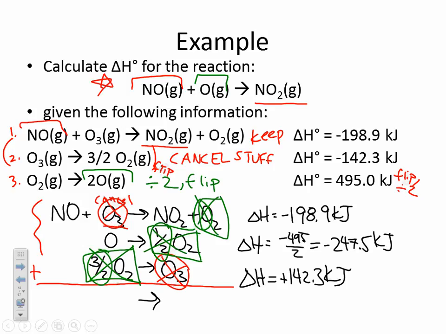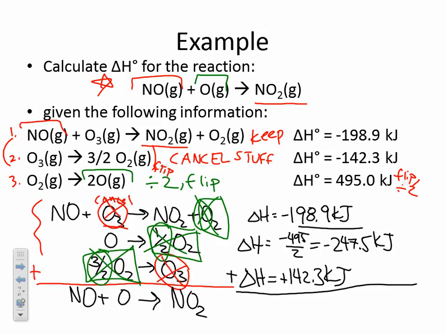If the numbers were not equal, if they did not add, you would have a net sum of oxygen on one side of the arrow, and it would be in your overall equation, which we see later. So when we add these together, we do indeed get NO plus O yields NO2. Add the delta H values together, the minus 198.9, the minus 247.5, and the positive 142.3. When you add them together, you get a delta H naught, and this will be delta H naught because these are all standard enthalpies, equal to minus 304.1 kilojoules.